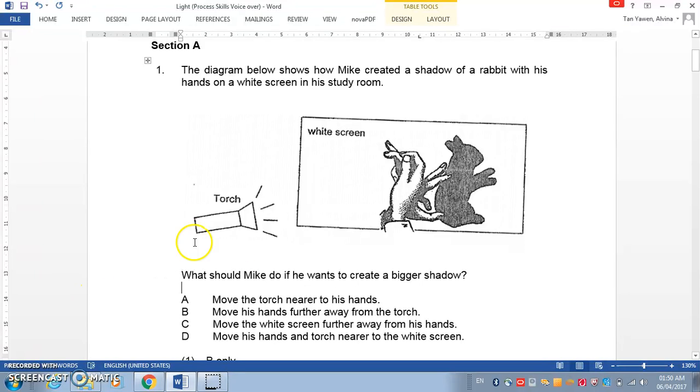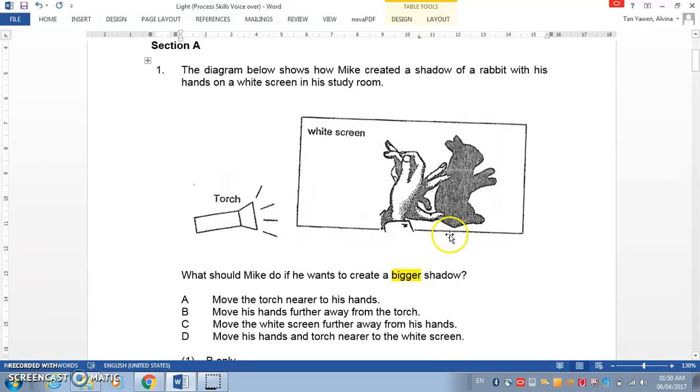Alright, so we have in this diagram Mike, who's trying to create a shadow of a rabbit with his hands on a white screen in his study room. So the question asks, what should Mike do if he wants to create a bigger shadow? So the key word here is to make the shadow bigger.